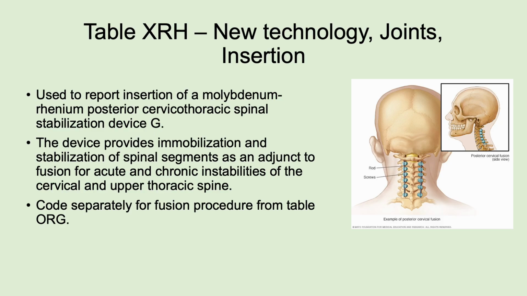So this is also for joints, XRH. This is insertion, used to report insertion of a molybdenum rhenium posterior cervical thoracic spinal stabilization device, value G. This device provides immobilization and stabilization of spinal segments as an adjunct to fusion for acute and chronic instabilities of the cervix and upper thoracic spine. So it says it's an adjunct, so that tells you need 2 codes. So code from table XRH, and then also a code for the fusion procedure, OGR.